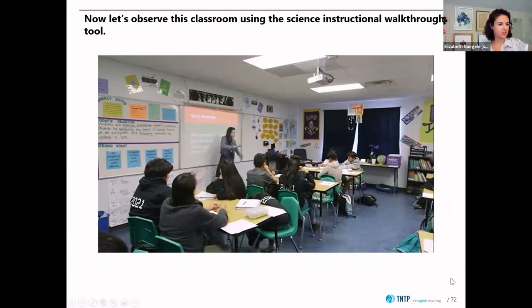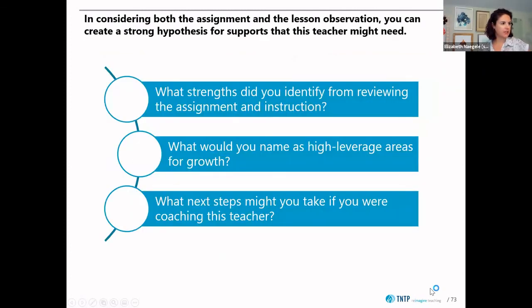Okay, we'll pause there on our teacher's observation. I'm going to send you directly into breakout rooms to talk about what you've noticed from both the assignment and the classroom observation. So what strengths would you identify in the assignment and the observation? What would you name as high leverage areas for growth? And what next steps might you take with this teacher if you're coaching them? You're going to go for 3 minutes, and then when you come back, we'll talk about our areas for growth and our identified next steps. And if you're reviewing this video not live, then go ahead and do the breakout activity now.